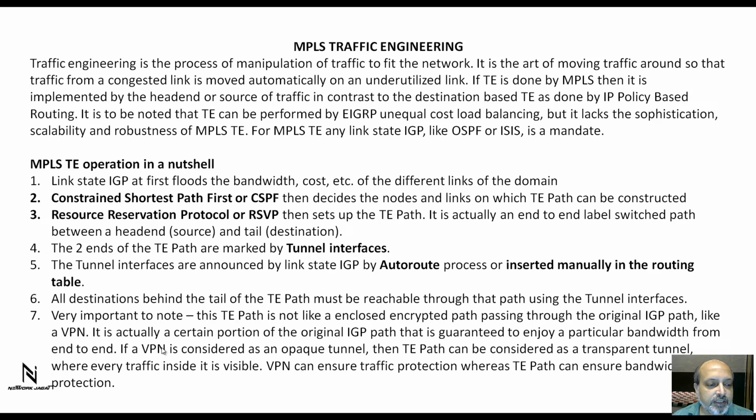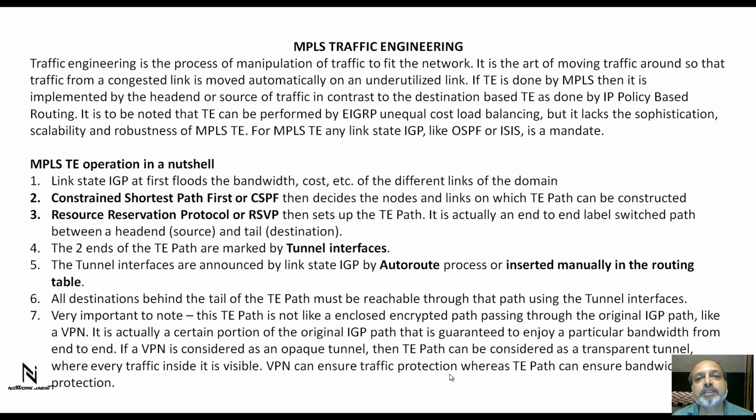So here it is telling that it is actually a certain portion of the original IGP path that is guaranteed to enjoy a particular bandwidth from end to end. If a VPN is considered as an opaque tunnel, that is a tunnel which is shrouded from the rest of the IGP domain, then a TE path can be considered as a transparent tunnel. The entire IGP domain can see what is going through that TE path, where every traffic inside it is visible. VPN can ensure traffic protection.